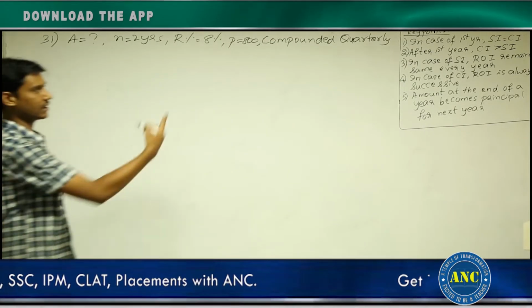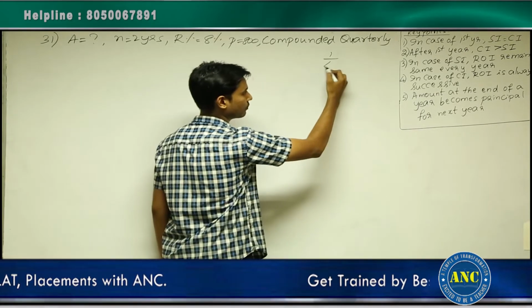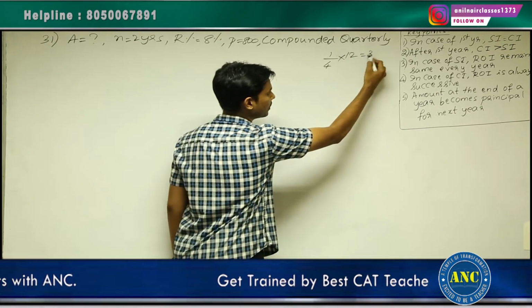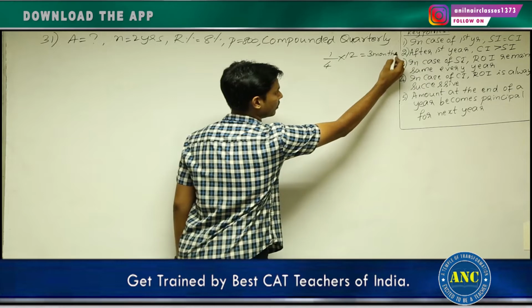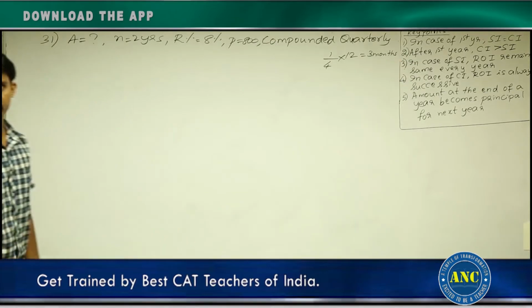Okay. Quarterly. Quarterly means it is 1 by 4. What is 1 by 4 of 12? 3 months. Every 3 months I will meet you. That is the meaning of it.